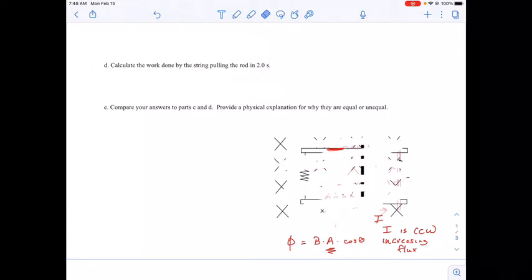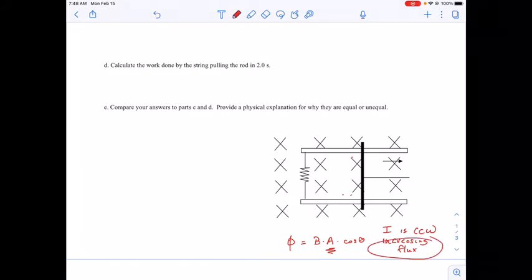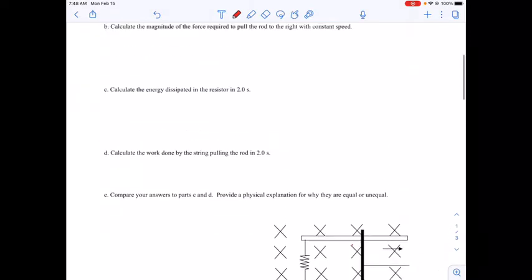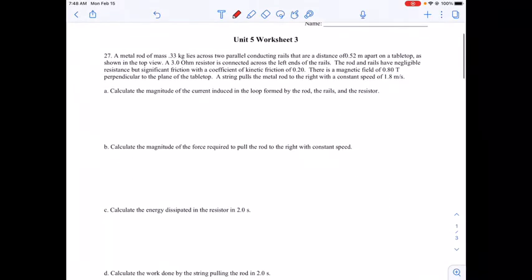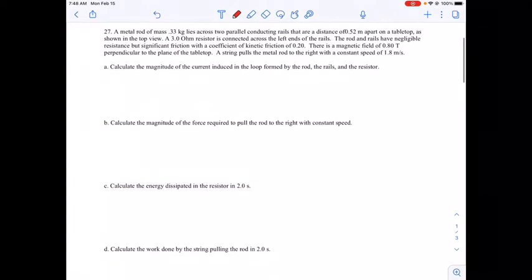Okay, I'm gonna erase my work there. And again, the flux is increasing in this scenario, and I just determined that therefore the current must be counterclockwise. That's not a question, but that is something that I want us to practice doing in this unit. Okay, so we figured out the direction of the current.